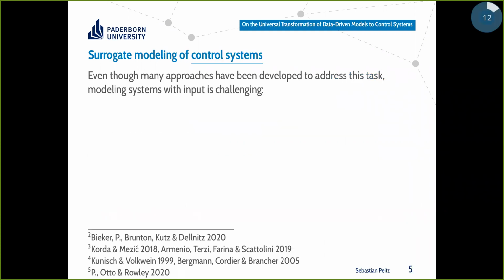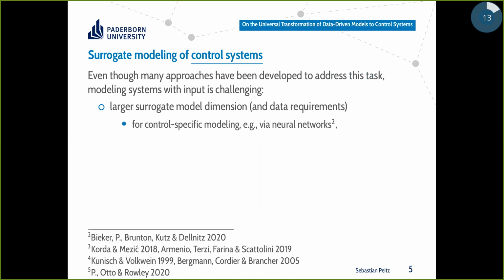And in the input case where you have an input, this has been done for quite some time as well, but still there exist quite a few challenges that make this really hard. For example, you have a larger surrogate model dimension. If you take an entirely data-driven approach, let's say you build a neural network, then for control-specific applications, you usually have a larger network architecture, you have higher data requirements, and you have a more expensive training process. So this is something that makes this challenging.